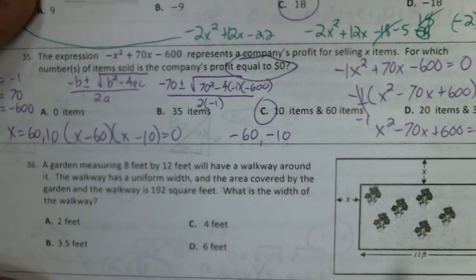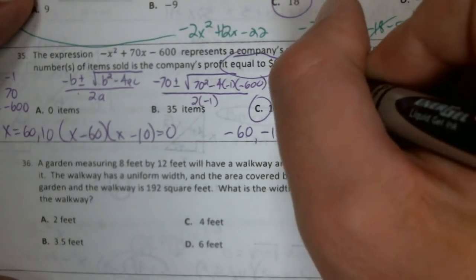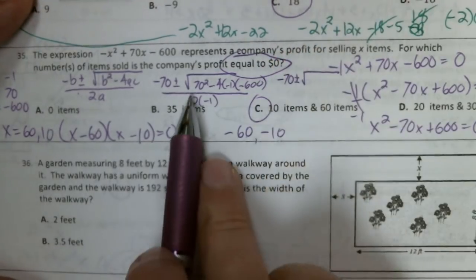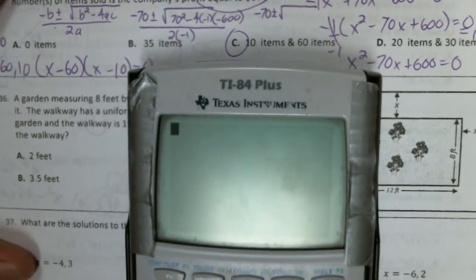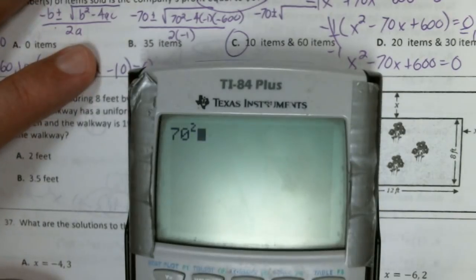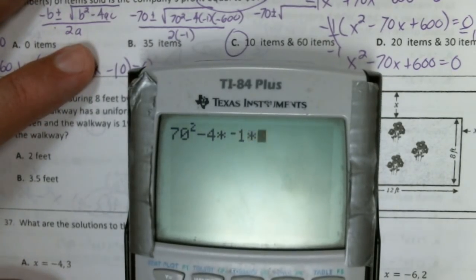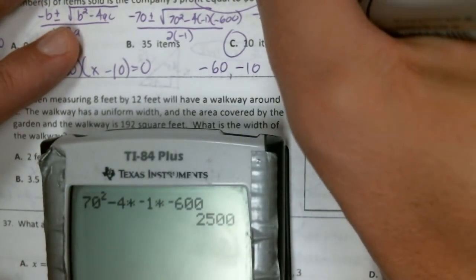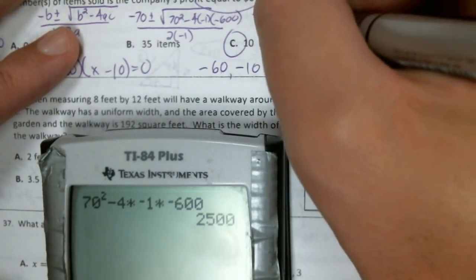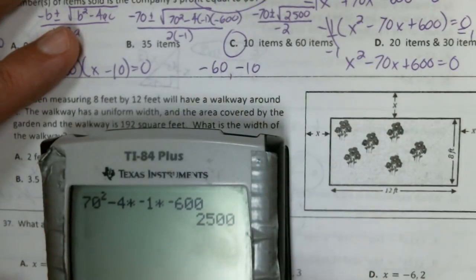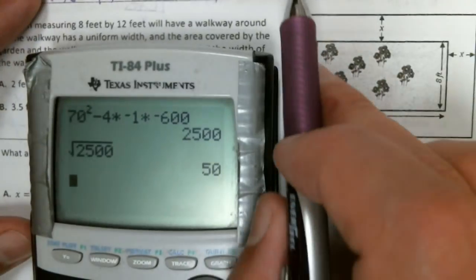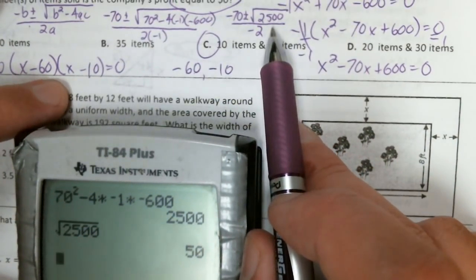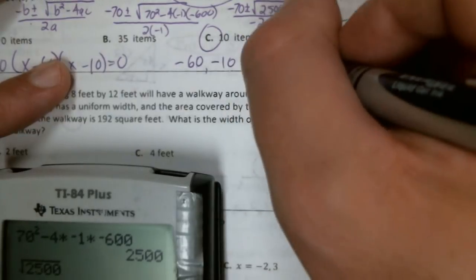Okay, so let's come over here. Let's simplify a little bit. I've got -70 plus or minus. Now at this point, guys, I would do this piece in your calculator. Okay, let's just type that part in. Don't try to do all this at once. Let's just type in 70 squared minus 4 times -1 times -600. Okay, that's going to be the square root of 2500, all over -2. Okay, so what is the square root of 2500? That's 50. So the square root of 2500 just simplifies to 50. So basically I'm going to have to write this down here.